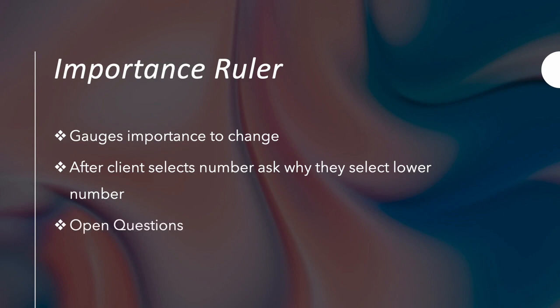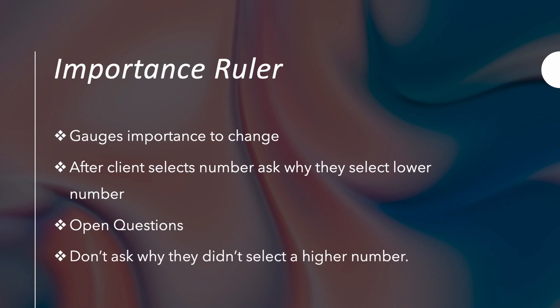This open question gives the client an opportunity to explain their desire, ability, reason, or need to change. When asking about the number they selected, make sure you don't ask them why they didn't select a higher number, as they may answer with sustained talk, which can reinforce the behavior or habit. This rule applies with all 3 of the rulers.